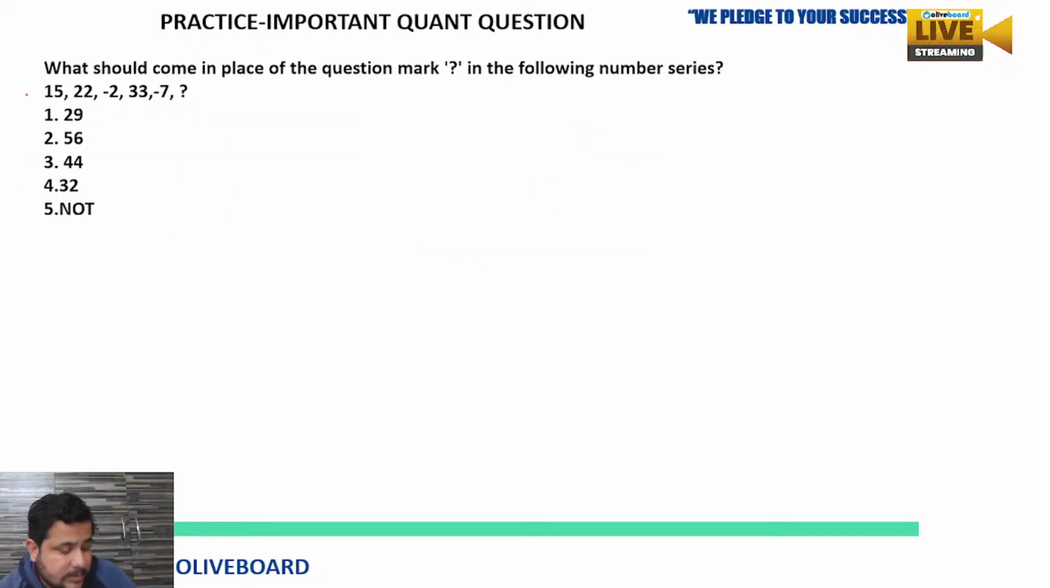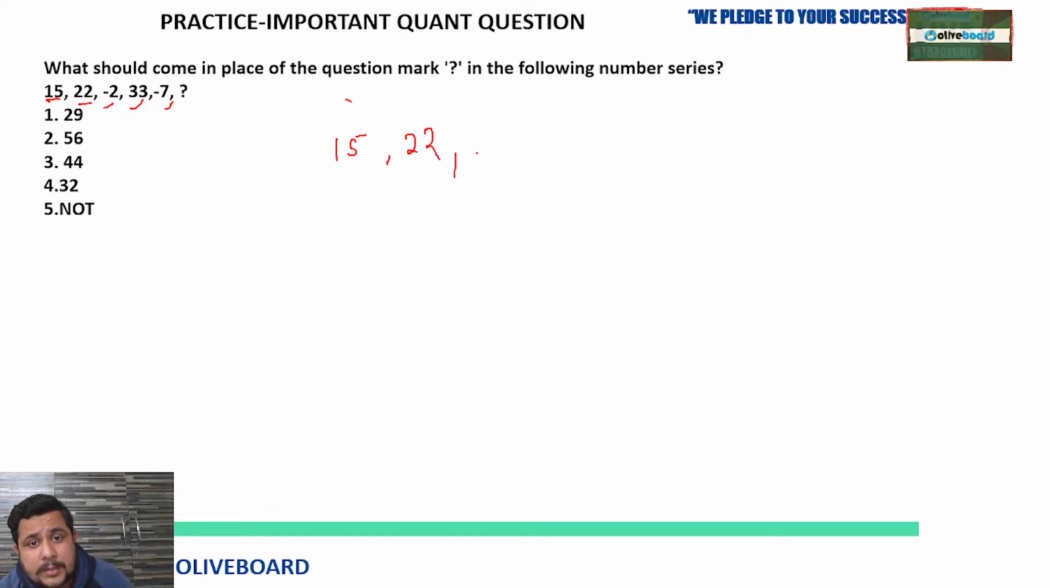Now see, the next question. What should come in the place of the question mark in the following number series? 15, 22, minus 2, 33, minus 7 and question mark. A very complicated type of series is given, and there are 5 options.